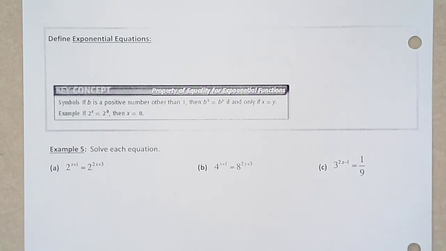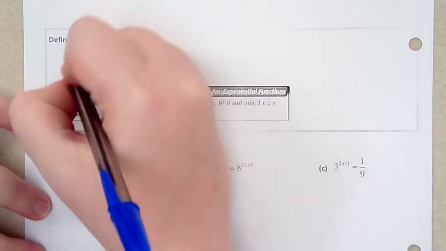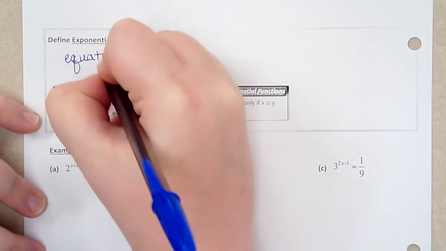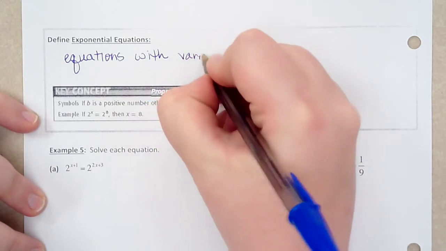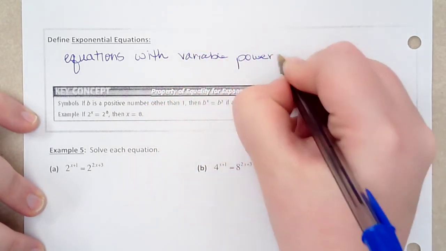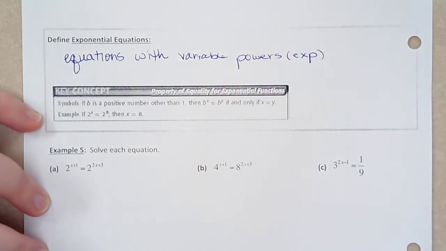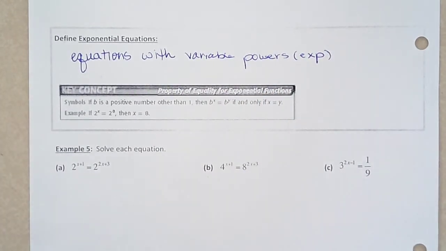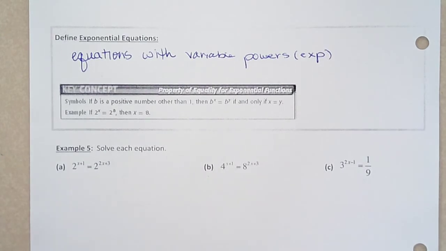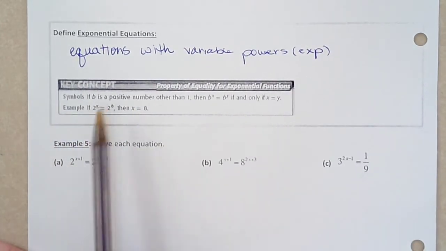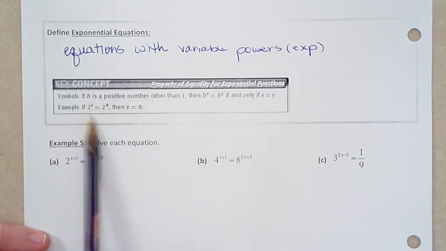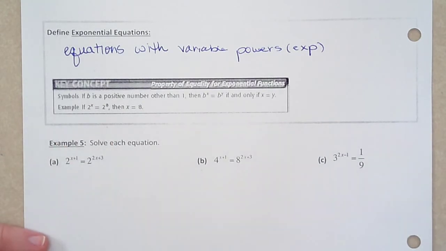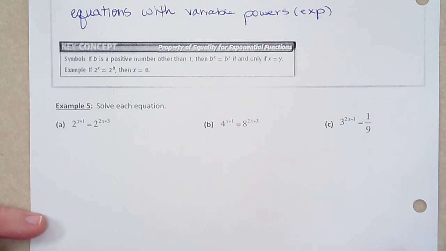We're going to now define exponential equations. So exponential equations are equations with variable powers, also just known as exponents. I'm going to say EXP exponents. You can read through that quick key concept, but essentially what it says is that if two things have the same base, we know that their exponents have to be equal. And we're going to use that information to solve for things that have variables in their exponents.